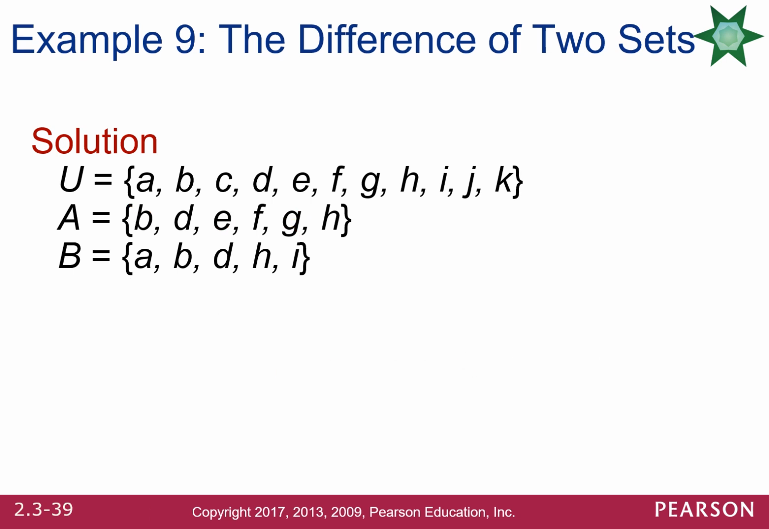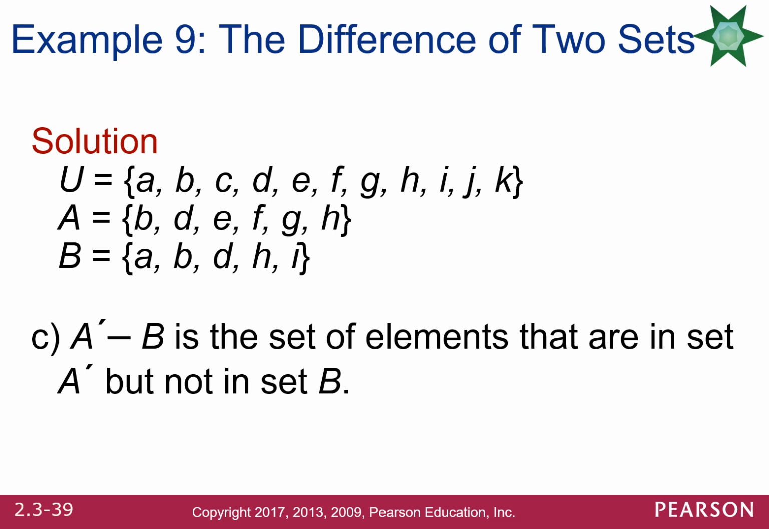Now the next part of the problem was to find A naught minus B, sorry, not C. So we have the complement of A minus B. We first have to determine what the complement of A is, and then from there we have to subtract the elements in B. The first step is to determine A naught, or the complement of A. So A naught was A, C, I, J, K.